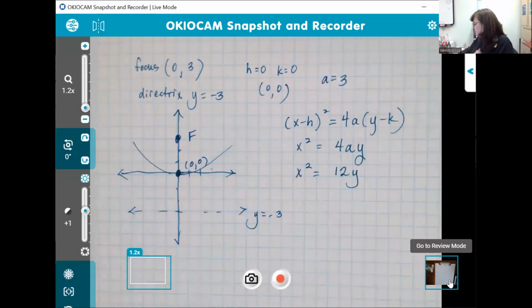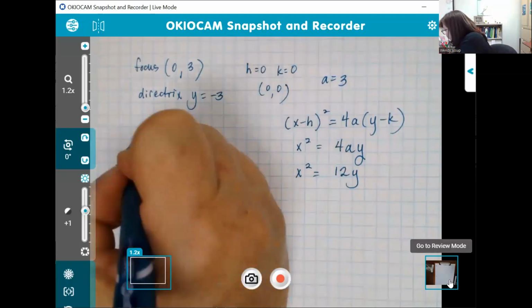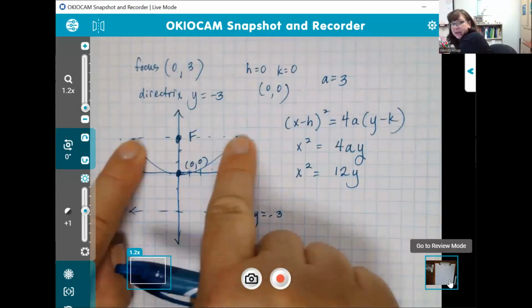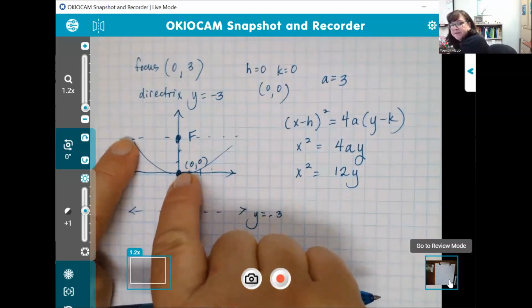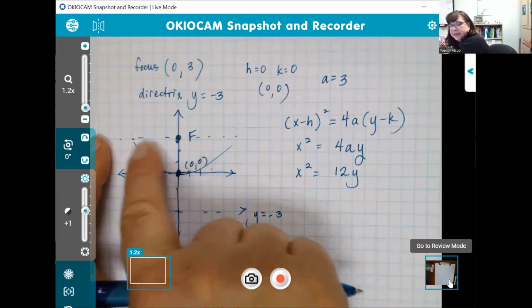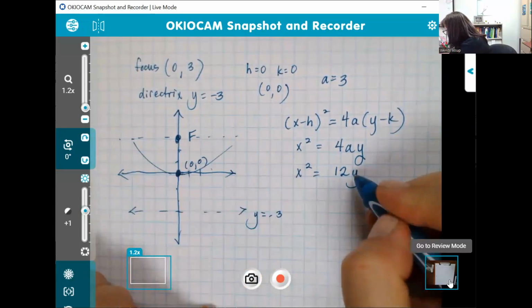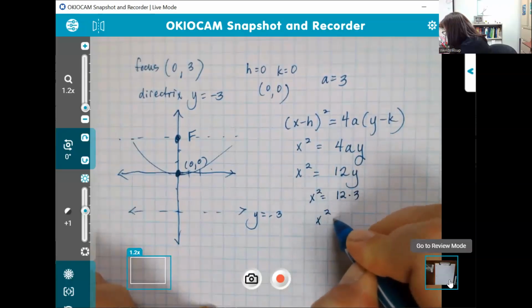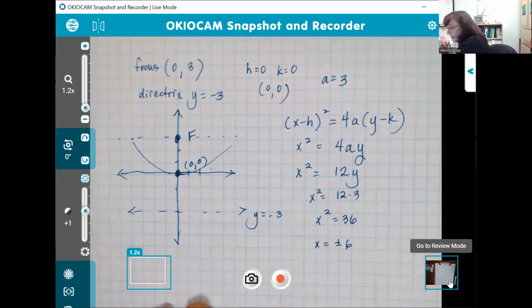Now, I still need to do my latus rectum. That's going to take the value of the focus, and my goal is to find the points that lie in line with the focus to define the opening of the parabola. My focus is x is 0, y is 3, and that's what I want. I want along the line y equals 3. So I need to substitute in 3 for y. I get x squared equals 12 times 3, so x squared equals 36. Take the square root of both sides. X equals plus or minus 6.